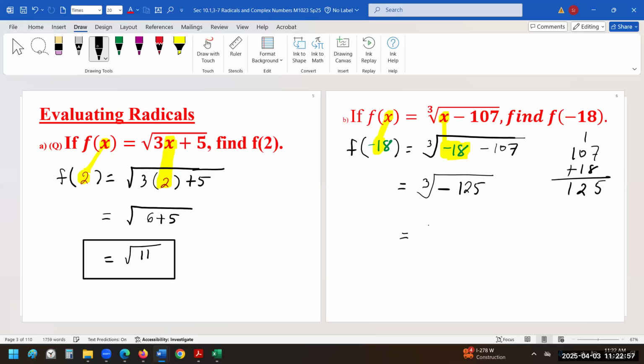Can you think of a number that when you multiply it 3 times, it turns into negative 125? Only 5? 5 times 5 times 5 is positive 125. But what do you have? So we rewrite this as negative 5 cubed. The cube root and cube power cancel out. What's the answer? Negative 5.